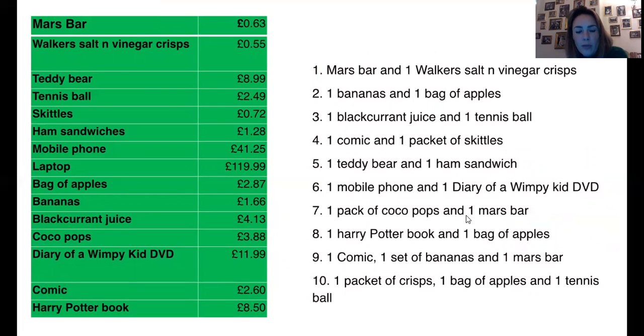As you work your way through the slides, 1 to 10, this would be our red activity. You are only buying one of something, so one Mars bar and one Walker's salt and vinegar crisp, one banana and one bag of apples. As we go down, it gets a little bit trickier with number 10 because you're buying one bag of crisps, one bag of apples and one tennis ball, so 3 different items to add together.